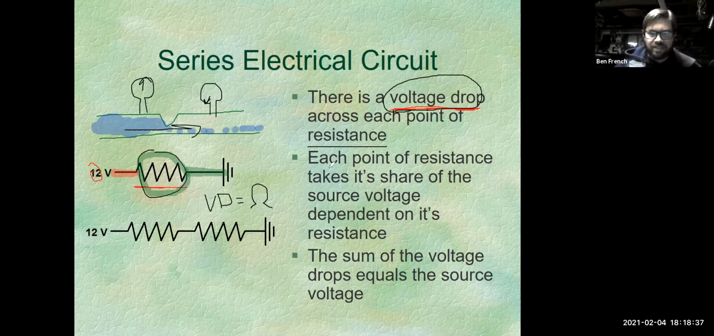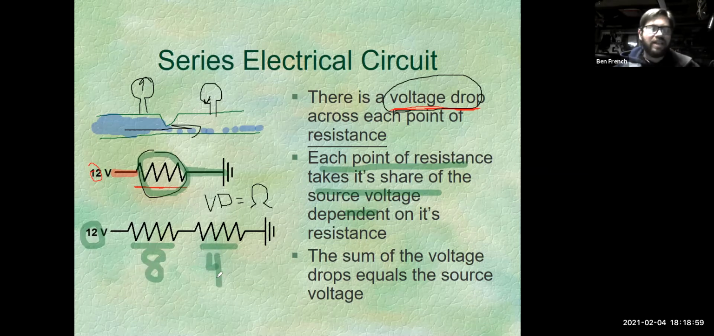What that also means is that each point of resistance takes its share of the source voltage. So in this case here, I have two resistances in series. That means they gotta play nice. They gotta share. If I have 12 volts total, maybe one's gonna drop, I don't know, 8 volts, and the other is gonna get the other 4 volts. Whatever it is, whether it's 8 and 4 or 6 and 6 or 2 and 10, they have to add up to 12 volts. They can't be more than the source voltage, and they can't be less.